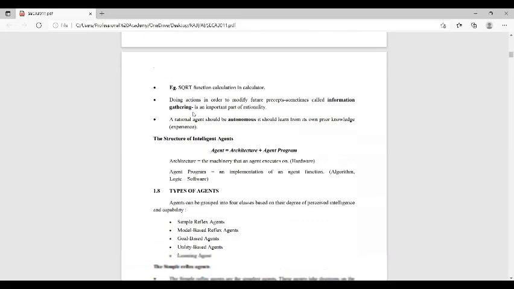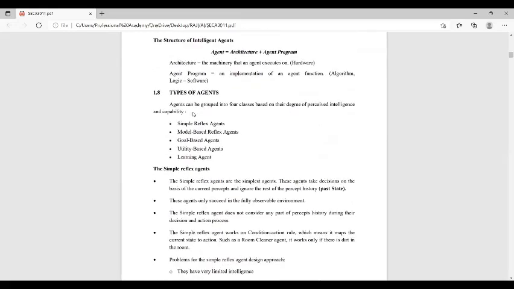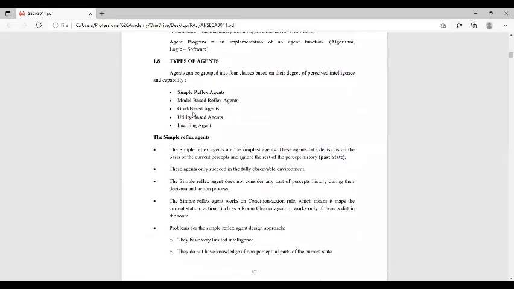Okay. So the next topic will be types of agents. Agents come in different types: simple reflex agent, model-based reflex agent, goal-based agent, utility-based agent, and learning agent. A simple reflex agent means immediate actions for the input it gets from the sensor.